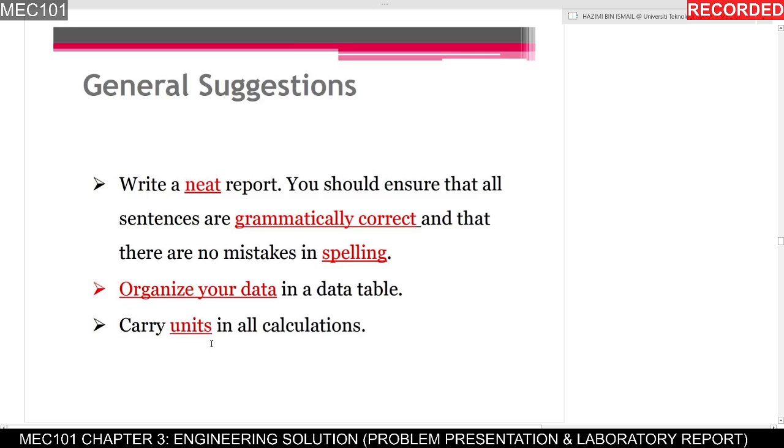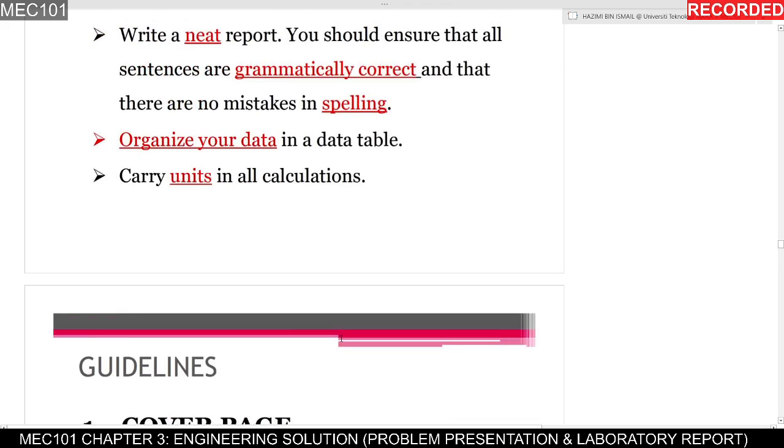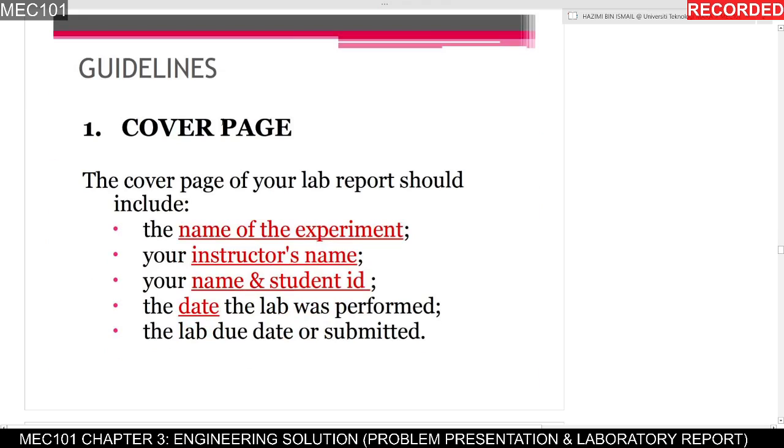Actually, this unit conversion was already learned in Form 4, Tingkatan 4, in physics, right? So I expect all of you have good skills in unit conversions. Now we go to the first criteria in our lab report. The first one is the cover page. The cover page must be at the first page of your lab report.